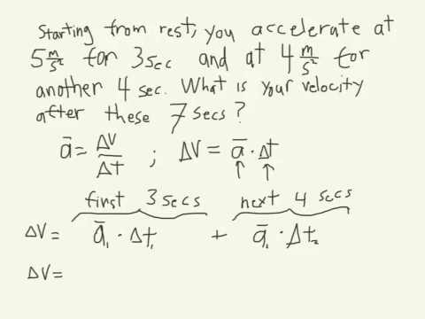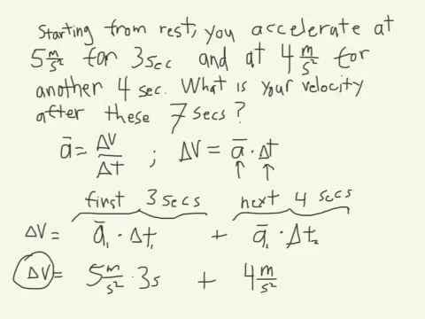Here's what they are. The 5 meters per second squared, and the first time interval was 3 seconds. And to get our overall change in velocity, we add that to the acceleration for the final 4 seconds times that 4-second time interval. And we do some math. That's 15 plus 16 equals 31 meters per second.